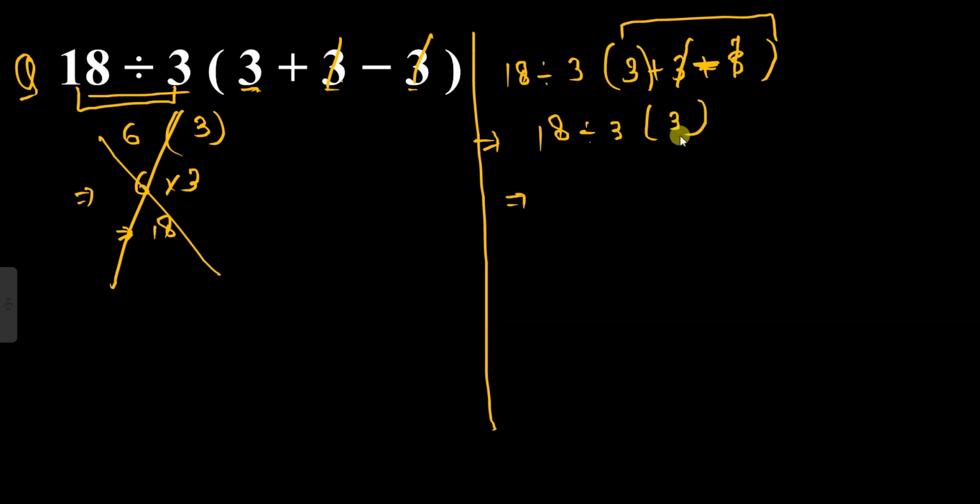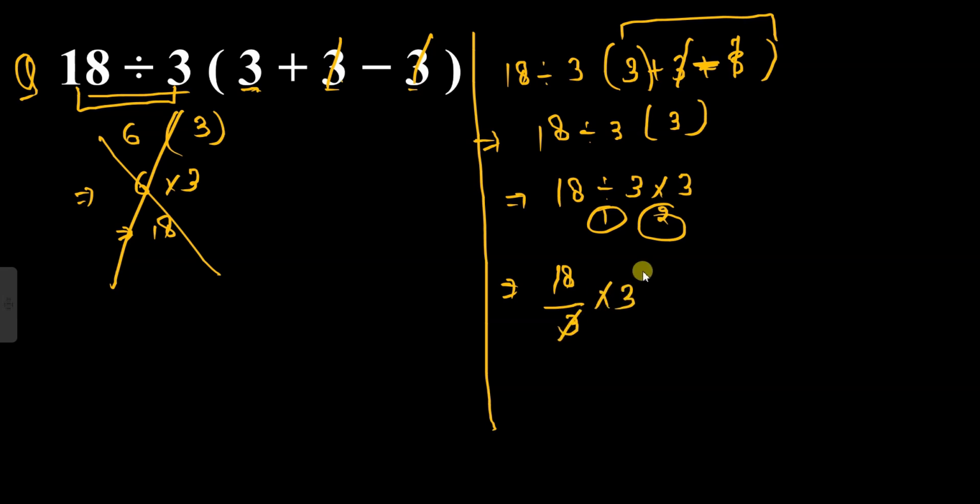Now, we'll multiply the bracket. 18 divided by 3 times 3. So first we'll solve the division, and after that we'll solve the multiplication. So 18 divided by 3 times 3. 3 cancels out with 3 here, so what remains is 18. This is the right transfer.